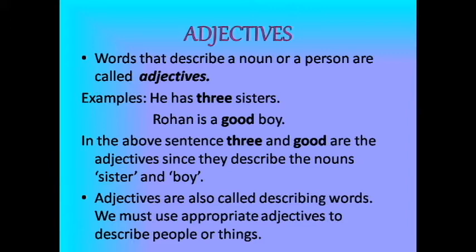Words that describe a noun or a person are termed as adjectives. Examples: He has 3 sisters. Here 3 is the adjective. Rohan is a good boy. Good is the adjective in this sentence, because they are describing some noun. 3 is describing the noun sister and good is describing the noun Rohan.